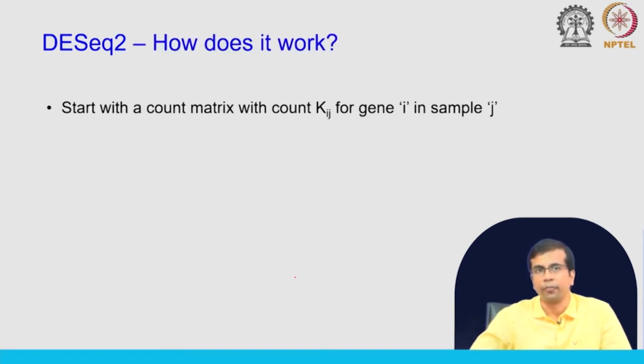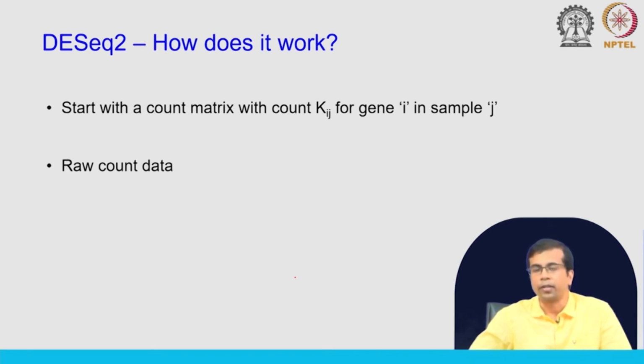So, how does it work? This tool will start with a count matrix, where the count will be Kij. This count is for gene i in sample j. In our earlier example, we have 16 samples and 7,000 genes, so i will run from 1 to 7,000 and j will run from 1 to 16. And this tool starts with raw count data.